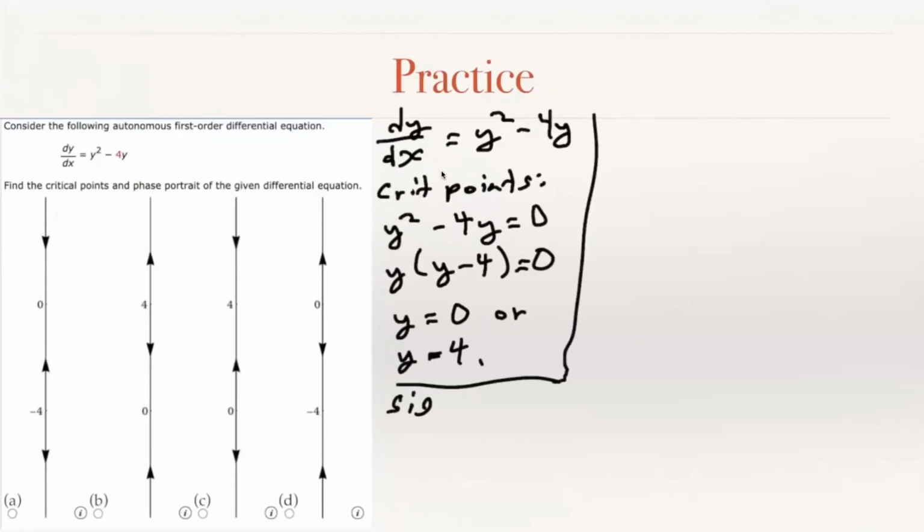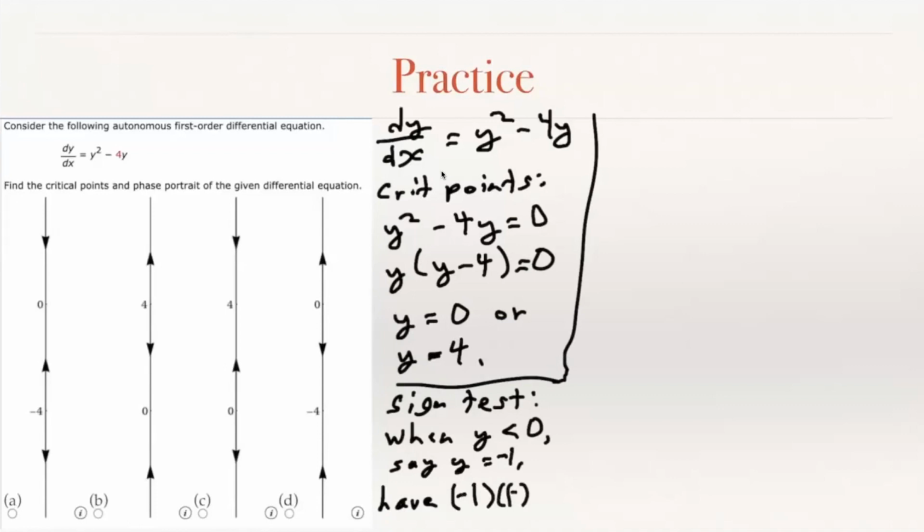And now we sign test. When y is less than 0, say y is minus 1, we have that, well, negative 1 times negative 1 minus 4 is positive. Okay, so we have these two critical points. That already eliminates possible solutions A and D. Those have the wrong critical points. And we're left with just B and C so far, just from those two critical points.